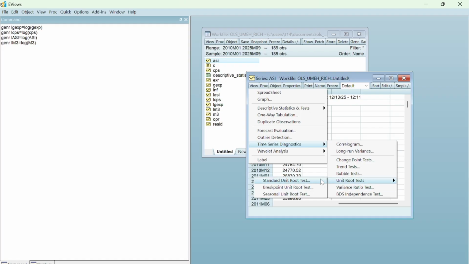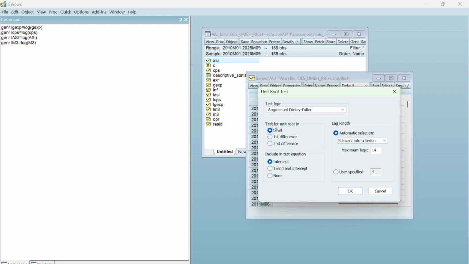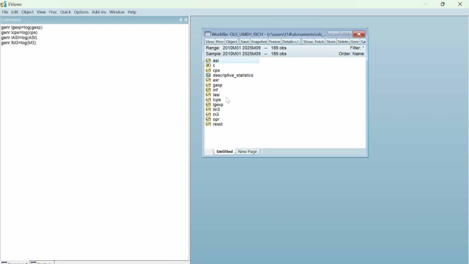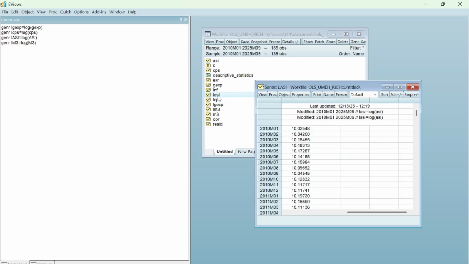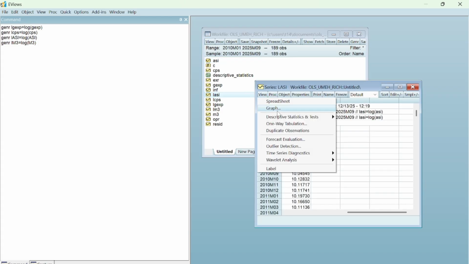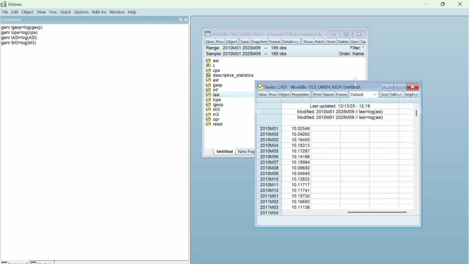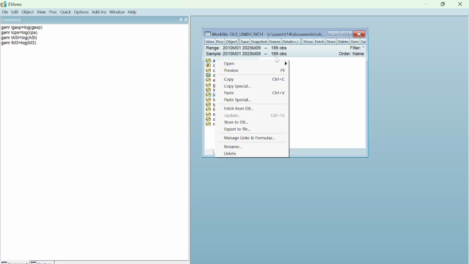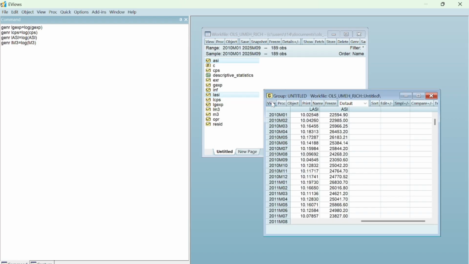You see standard unit root, level. We actually logged the ASI, right? So the one we are going to test is the logged one, not the ASI itself. So this is the log ASI. But let me show you something before doing that. Let me draw the graph of both the log ASI and the ASI itself, so that you can have a grasp of what I'm talking about.